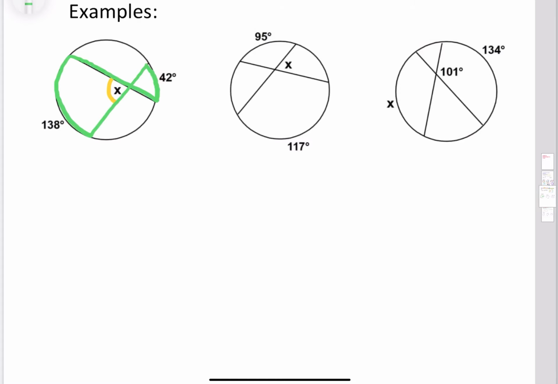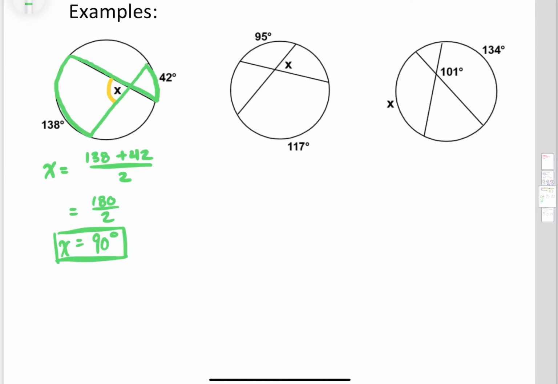So that means to find angle x, x is equal to the sum of these two. So that means 138 plus 42 divided by 2, because we want 1/2 the sum of the intercepted arcs. So if we do the math here, 138 plus 42 is 180. Divide that by 2, and x is equal to 90 degrees. Obviously, it's not drawn to scale, but from this process, we know that it should be 90 degrees. All right, let's take a look at the second one.